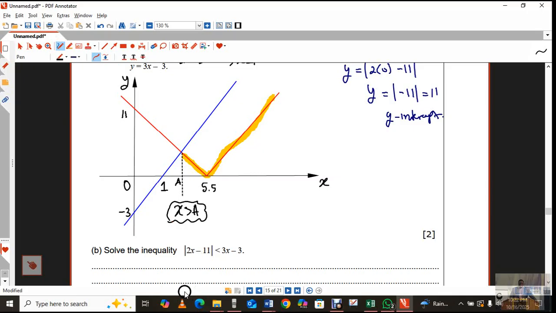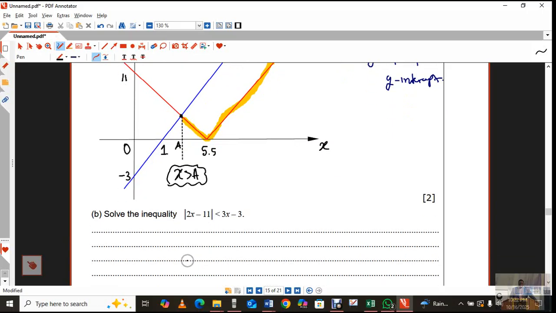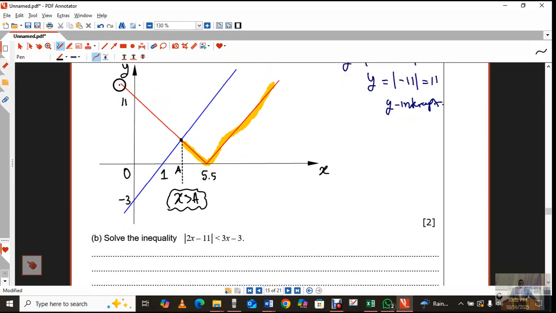Are we good? So what will I do? At the point where the two graphs are intersecting, the two functions are exactly equal to one another. So why don't I just equate? But I'm not going to equate the absolute value. I'm just going to take this leg, this negative leg of the absolute value graph.